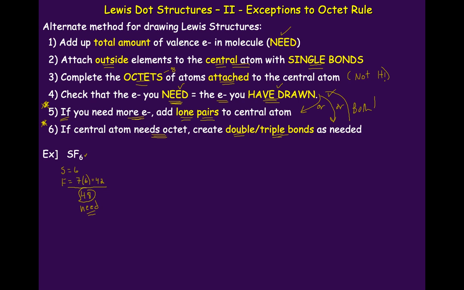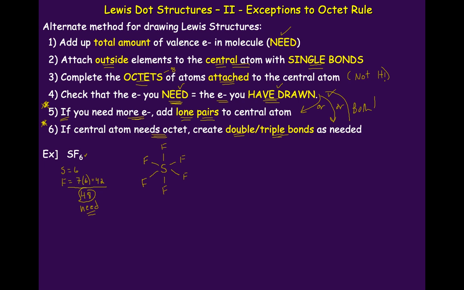Step 2, outside elements attached to the central atom. Since sulfur forms the most bonds, I'm going to put sulfur in the middle, and I'm going to attach my single bonds. And like we know, spread things out evenly. You're going to even things out the best you can. I'm not going to get out a protractor and check you, but even things out evenly. Then these would be Fs that will attach. There are 6 of them. We're going to put them around the molecule. F, F, F, F, F, F. Be careful how you say that.